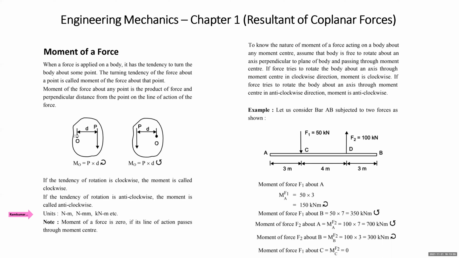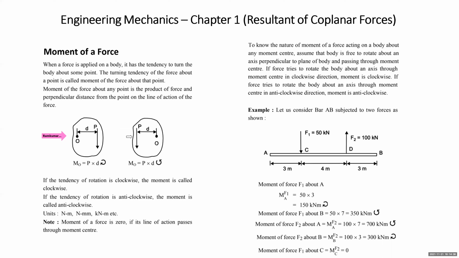Now, the best way to understand the nature of the moment of a force about the moment center is to consider an axis about the moment center. In this diagram, you want to find the moment of force P about moment center O. Assume an axis perpendicular to the plane of the body and passing through the moment center. Consider that the body is free to rotate about an axis through O. Force P will try to rotate this body about this axis in clockwise direction. So the moment is clockwise. What is the moment? P into d, clockwise.